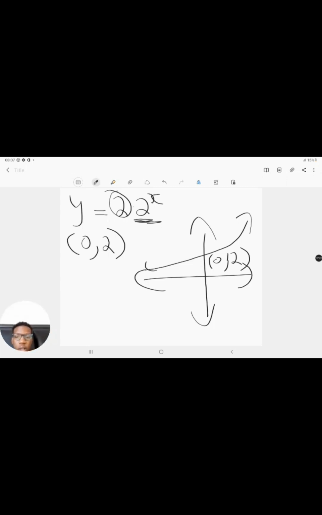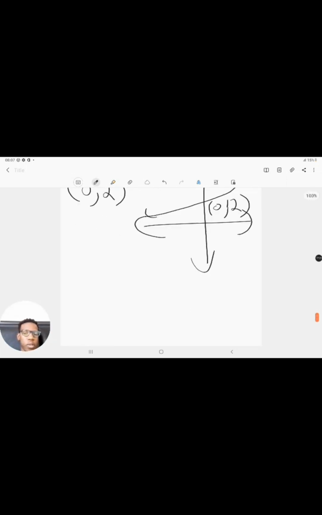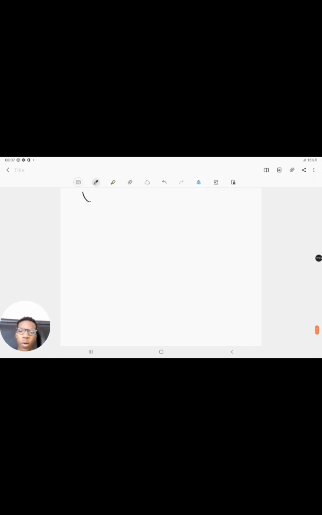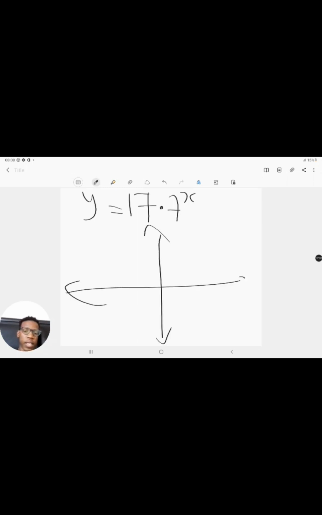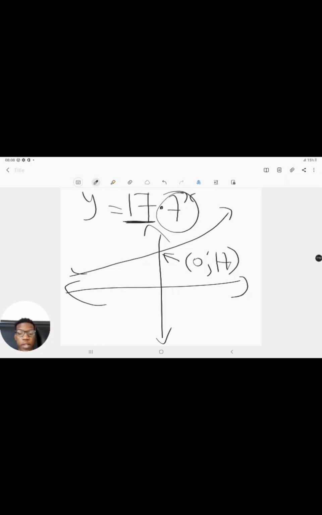Another example, let's say you've got y is equal to, I don't know, 17 times 7 to the power of x. This, you would tell me, would look like that, right? Where your y-intercept there would be 0 and 17, because that number there before the original form is 17.